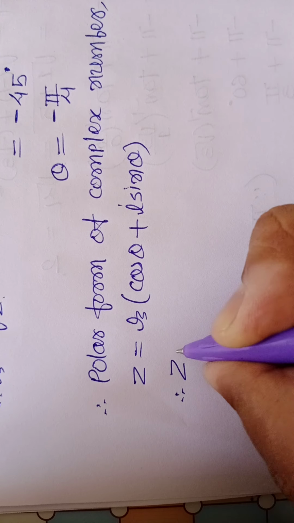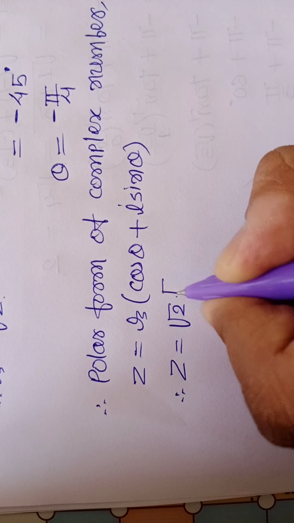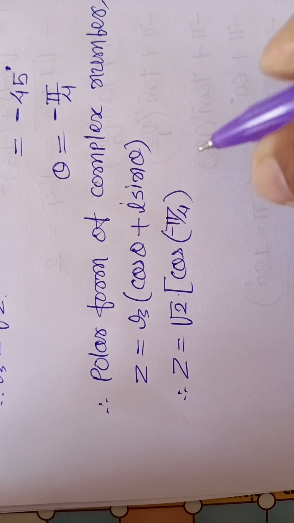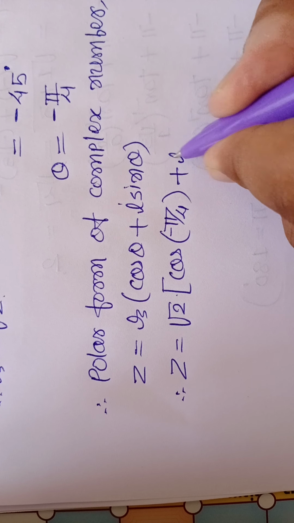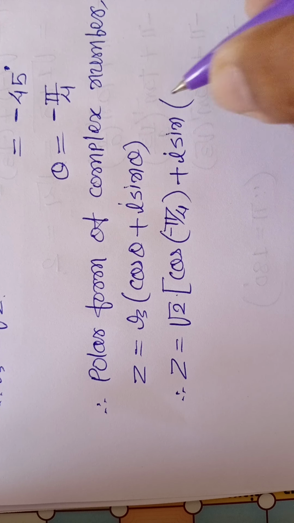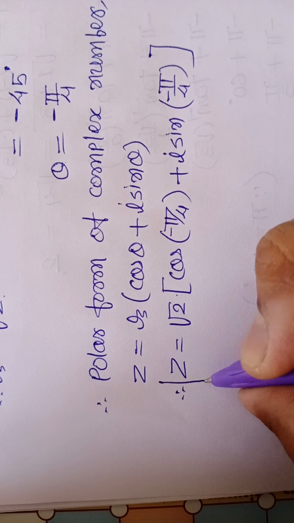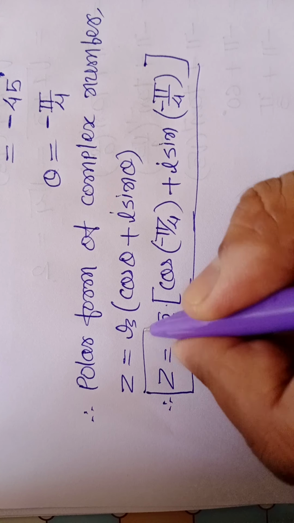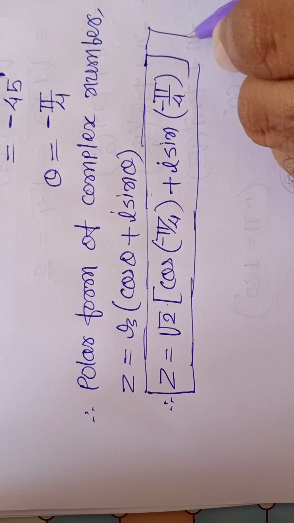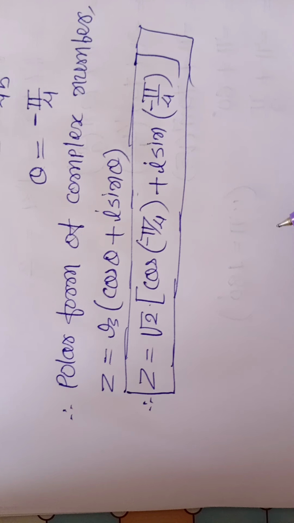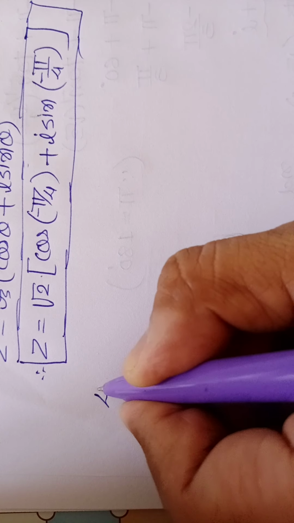So therefore z is equal to root 2 into bracket, I write cos minus pi by 4 plus i sin minus pi by 4, and this is the answer. This is actually the polar form of this complex number. So this is the method, my friend, to derive it. Now the fourth question. Let me derive the fourth one. Question number 4 is this.